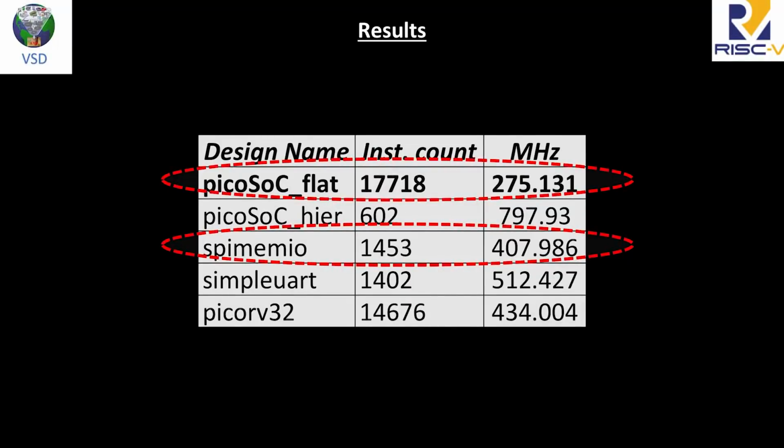The numbers we saw were these. PicoSoC flat gave us a frequency of 275 megahertz, whereas the slowest block amongst the four in the hierarchy was 407 megahertz. So we saw a 1.5x improvement in the hierarchical implementation. The only disadvantage of hierarchical implementation is that as the number of blocks increases, you need more resources, by which I mean more licenses. For one EDA run, you might need one or two licenses.